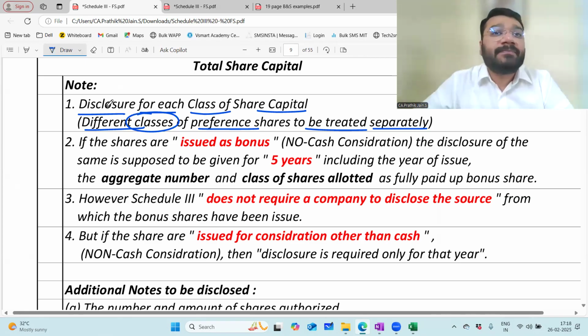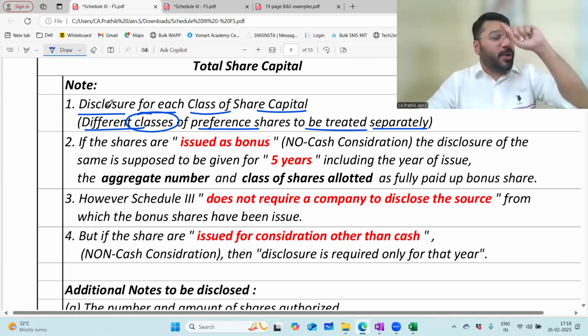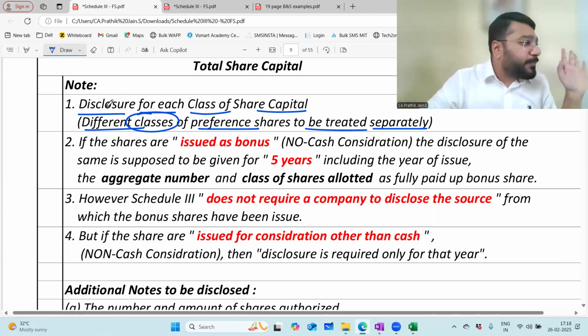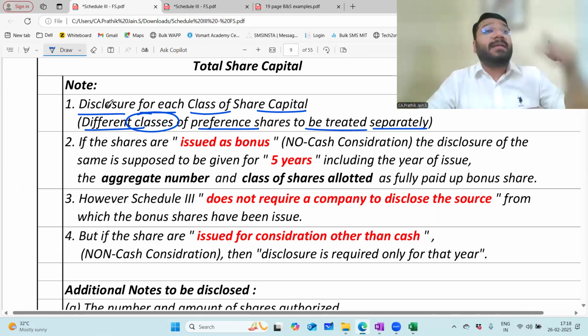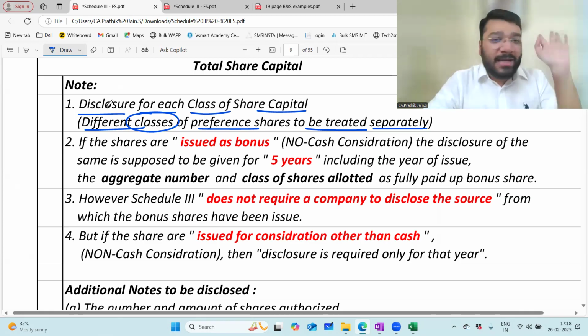Yes, boss. No, equity share will never have any separate class. Equity share is only one class. There's no addition of class possible. When I'm talking about multiple classes, it can happen only in preference share. For equity, only one class is possible.